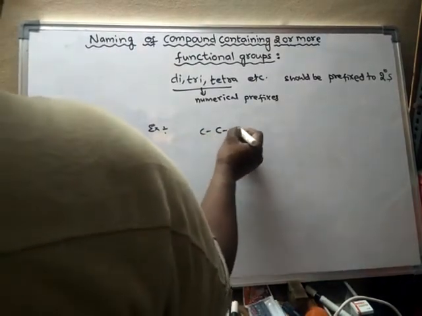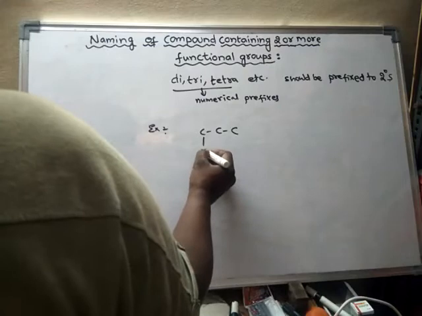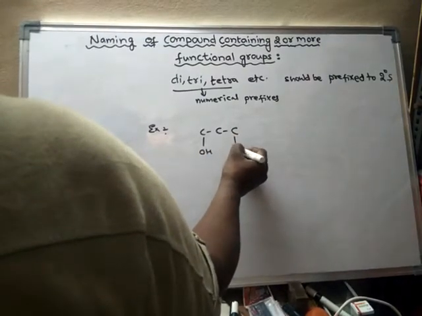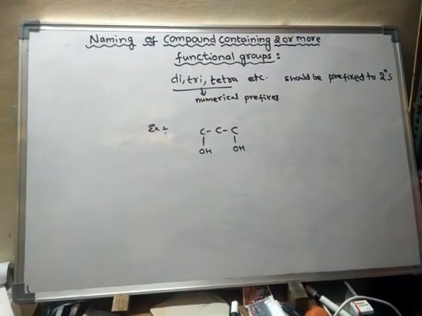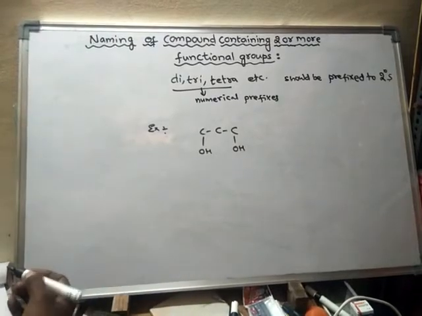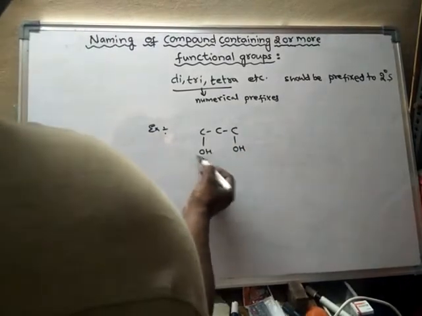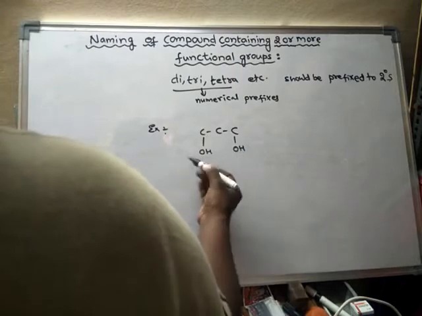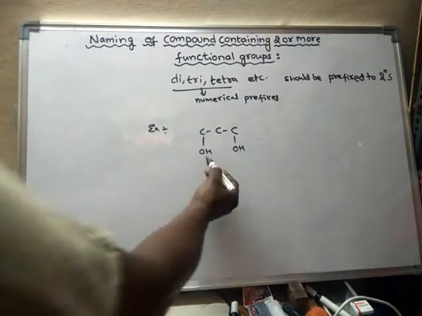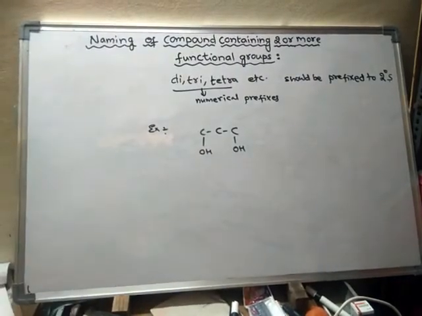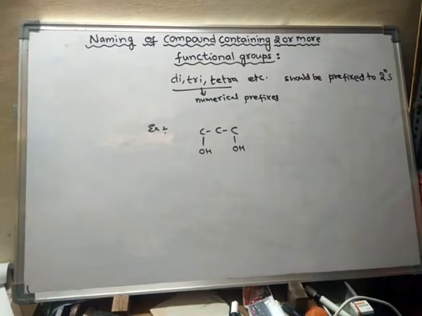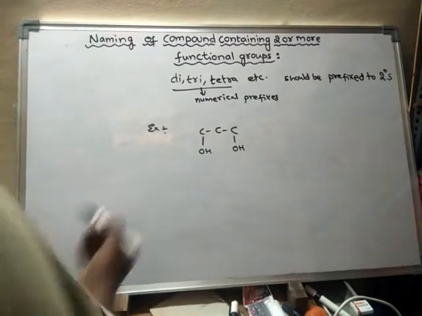Suppose there is a compound like this. What is the name of this compound? There are two functional groups, two same functional groups. So when two same functional groups are there, we have to use words like di, tri, etc. Here two means di.